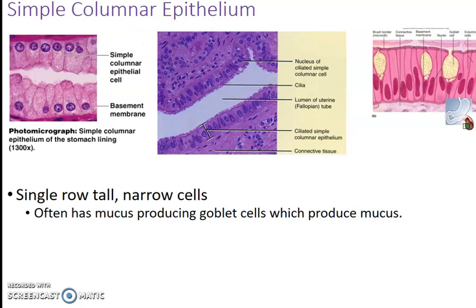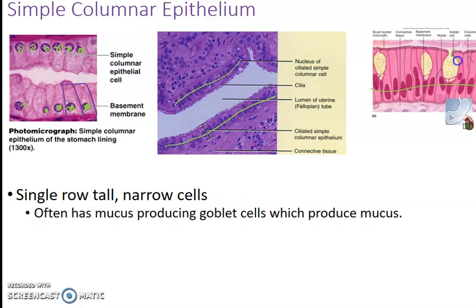Simple columnar epithelial has column-shaped cells. So it has these nice column-shaped cells. I want to point out the nucleuses on them, though. The nucleuses are nice and lined up, especially in these Photoshop videos or pictures where you only see one row. All of those nuclei are lined up, and usually they're towards the bottom or the middle, never towards the top. So the nucleuses all line up.